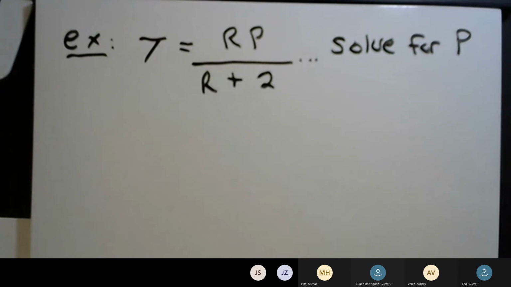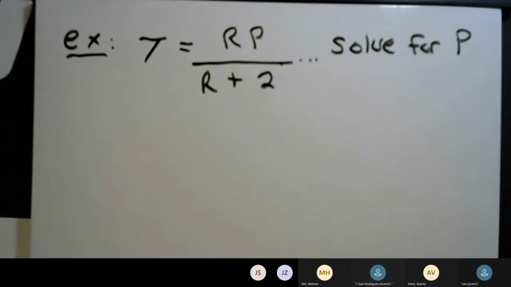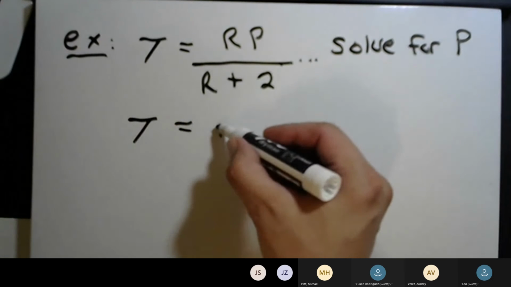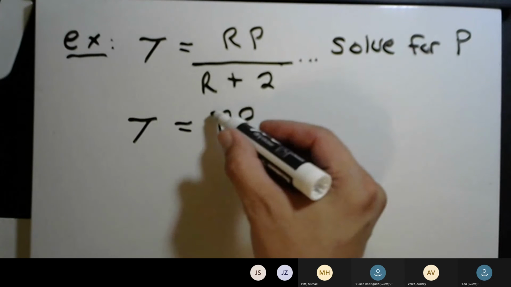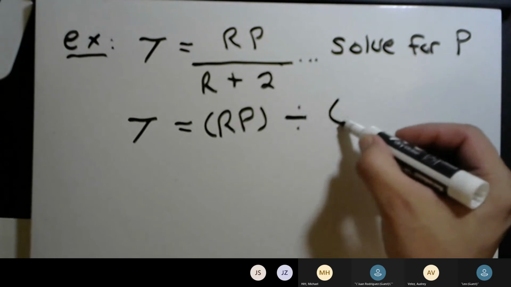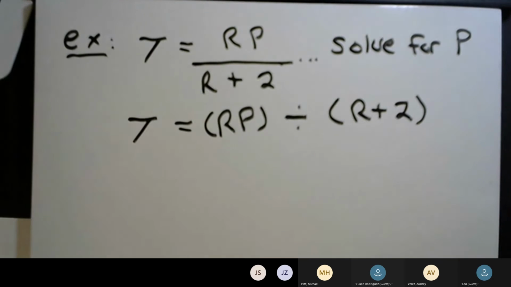Now this could be a tricky one. Now we want to solve for p. Now the thing to keep in mind, this here is a giant division sign. So we could think of it as RP in parentheses divided by R plus 2 in parentheses.